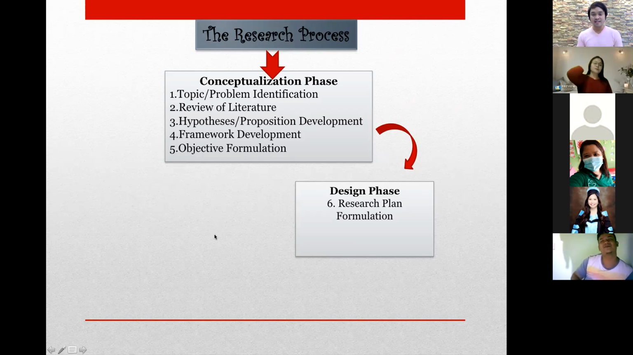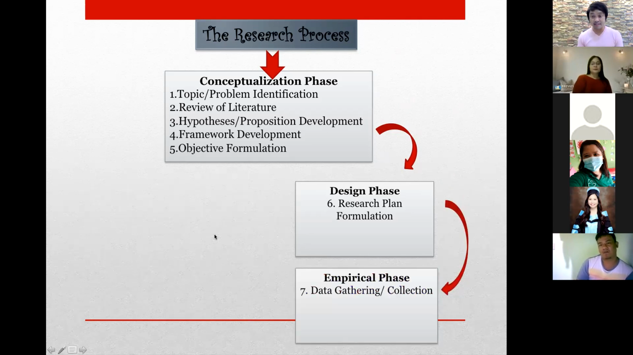All right? And then after the design phase, we will proceed to the empirical phase. Empirical phase would mean data gathering or data collection. This is the phase where we go to the stage of collection. During the non-pandemic, face-to-face ang ating gathering of data. But because of today's pandemic, data gathering is no longer face-to-face. We need to use an online survey instrument. Okay? Wait for a minute.